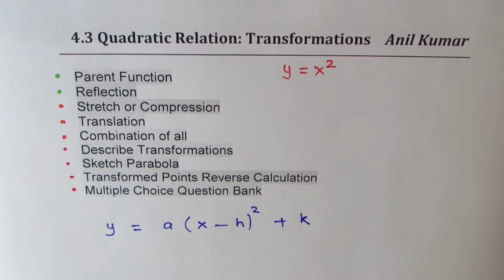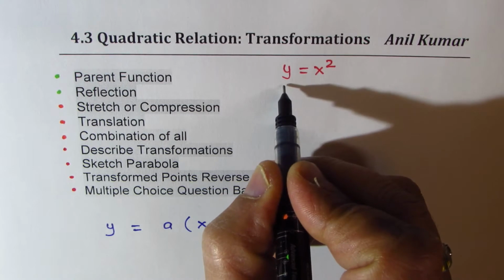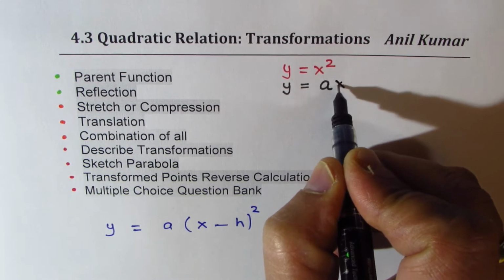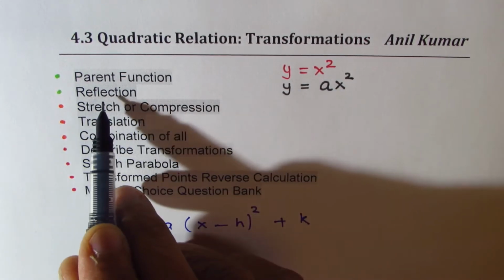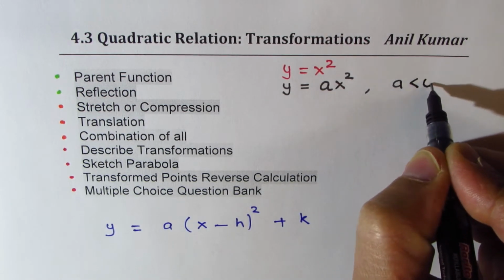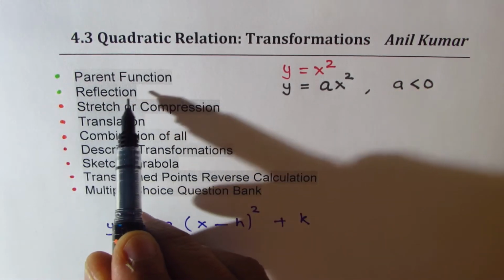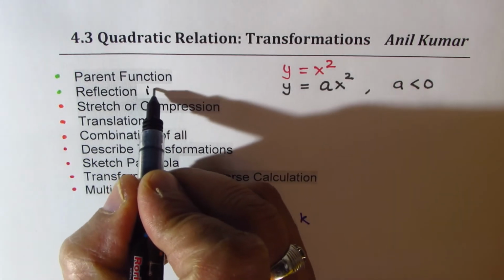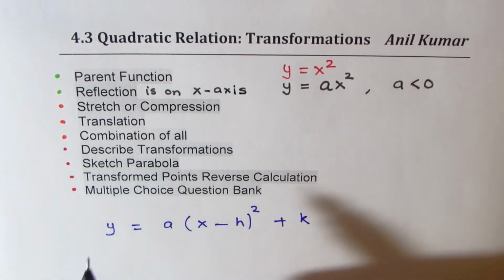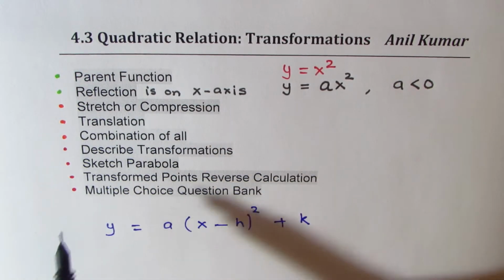Now topics to be considered are: first, reflection. We could multiply this by a coefficient a, so it becomes y equals a times x square. Reflections are possible if the value of a is less than 0, that is to say a negative value. In that case, it reflects on the x-axis. So this reflection is on the x-axis. We'll take up examples and multiple choice questions also on this topic.